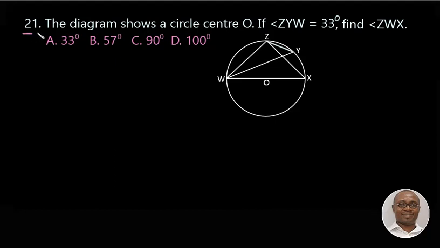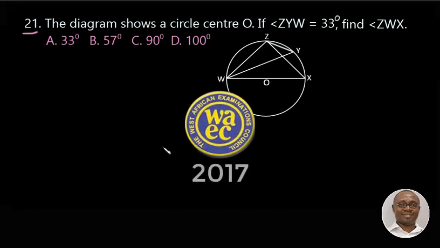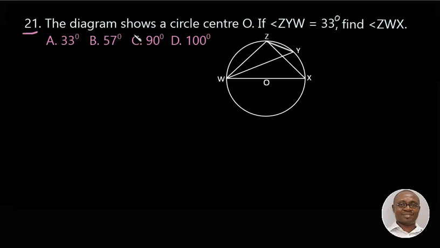This is question 21 of the WAEC 2017 and the question goes thus. The diagram shows a circle center O. If the angle ZYW is equal to 33 degrees, find the angle ZWX. This is the particular angle that we are talking of. So we want to find this angle. Let this be x.